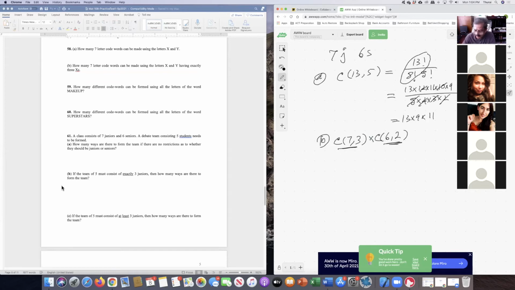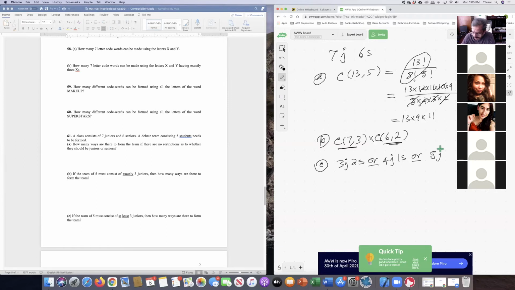Yes. Okay. For part C, I'll write the expression and you know how to simplify. The team of 5 must consist of at least 3 juniors. So at least 3 means 3 or more. So we can write down all the options. 3 juniors and 2 seniors, or 4 juniors and 1 senior, or 5 juniors. That's it. No other option.